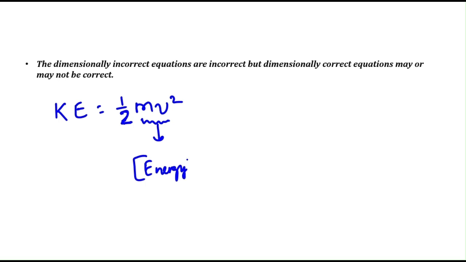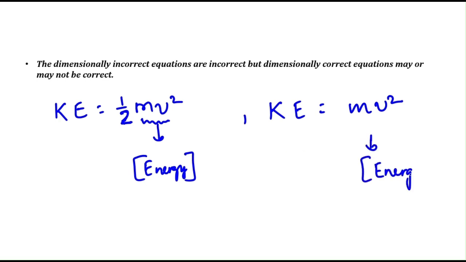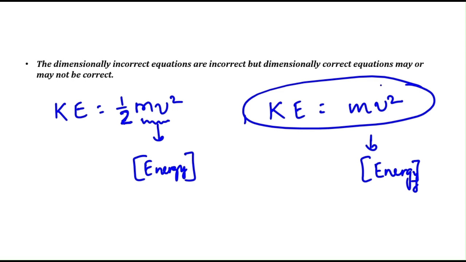What if I'm going to check this equation whether it is dimensionally correct or not? So this is also dimensionally correct, but this equation is not correct at all. So that's why I'm making a comment here.